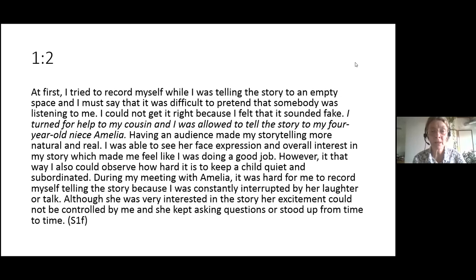However, in that way, I could also observe how hard it is to keep a child quiet and subordinated. During my meeting with Amelia, it was hard for me to record myself telling the story because I was constantly interrupted by her laughter or talk. Although she was very interested in the story, her excitement could not be controlled by me, and she kept asking questions or stood up from time to time.